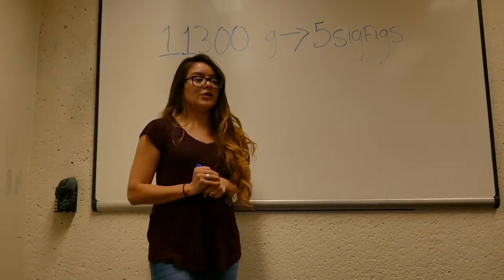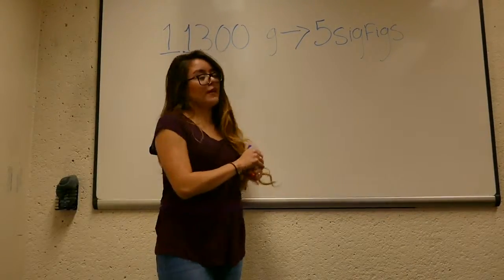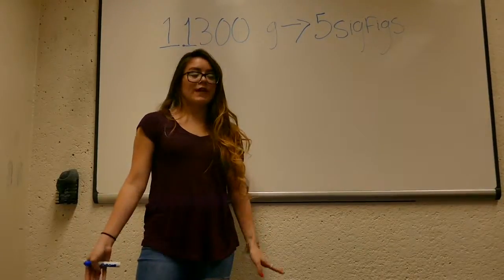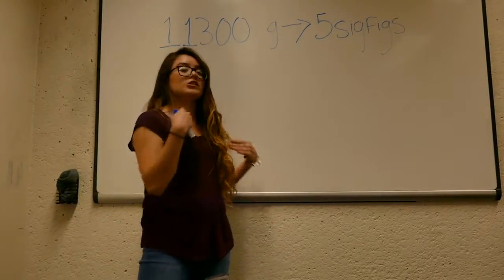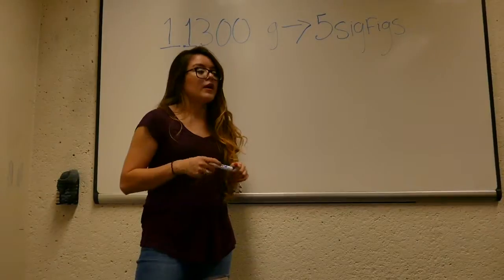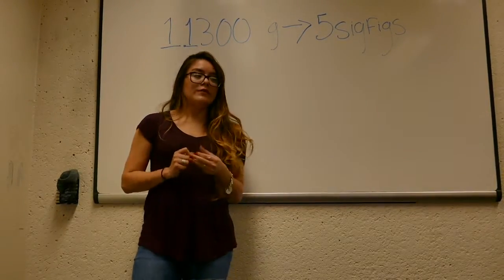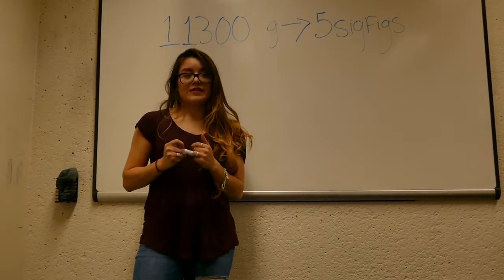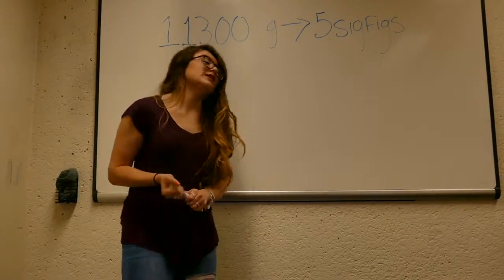We start by looking at our decimal place number, counting from left to right, looking for our first non-zero number. Once you find your first non-zero number, all digits to the right of it will be significant. However, we must be aware of the zeros and where they are placed. If a zero lands before or after a decimal, it is considered significant. So let's look at our example.